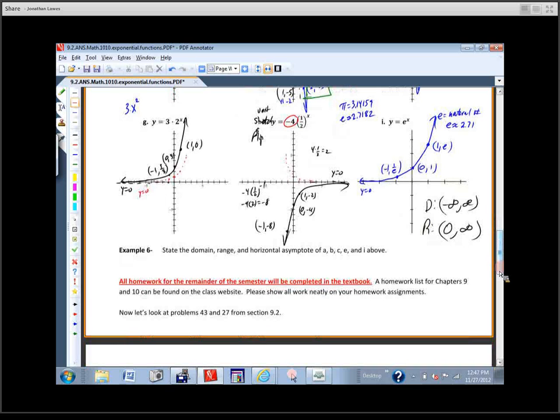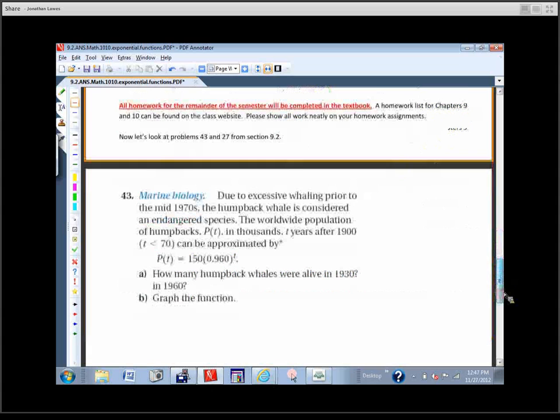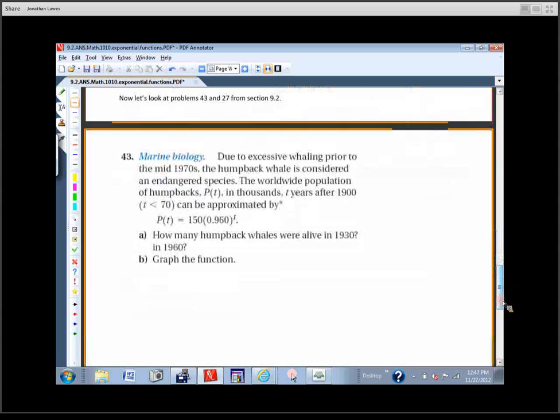Okay, just a reminder, your homework is out of the textbook. So make sure that you bring your textbook and get started on that homework assignment. We're going to look at two problems that are similar to the ones on your assignment. This is problem number 43. It is a story problem, but please don't let that scare you. Read it, look at it. A lot of times they'll give you a formula or plenty of information to figure out what the answer is. Take a look at this one.